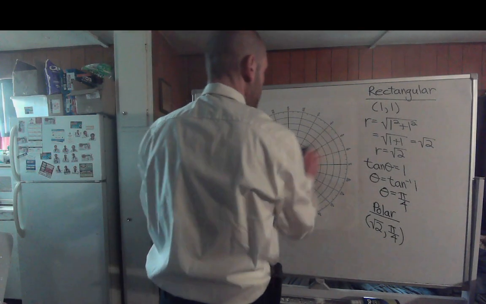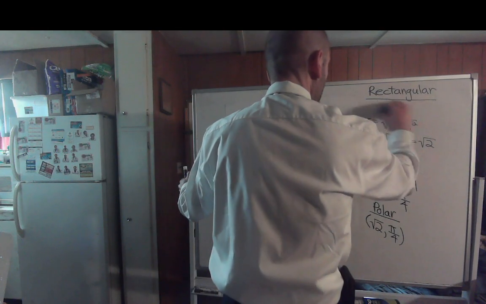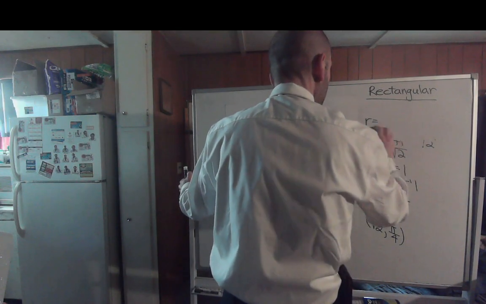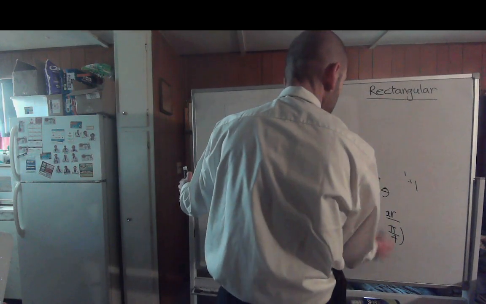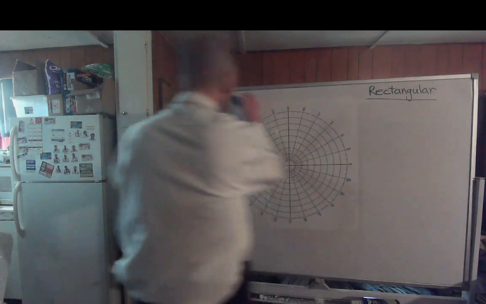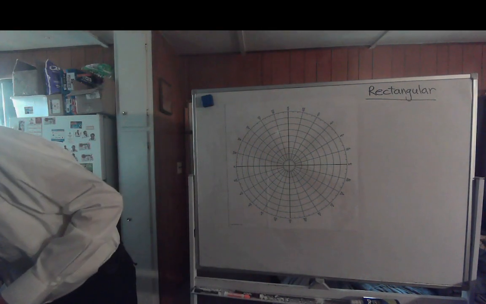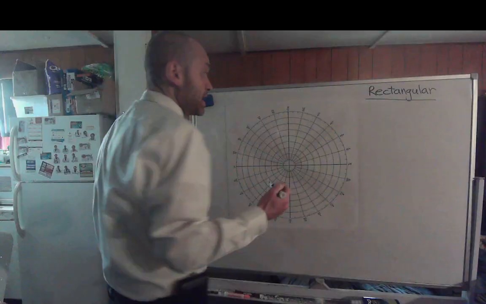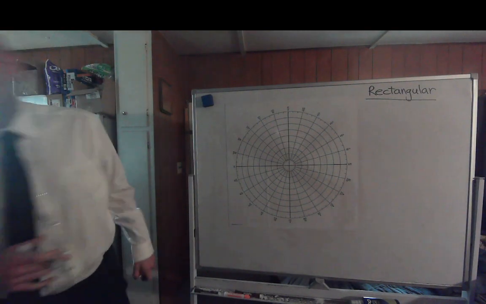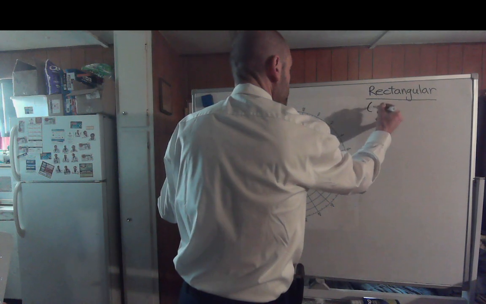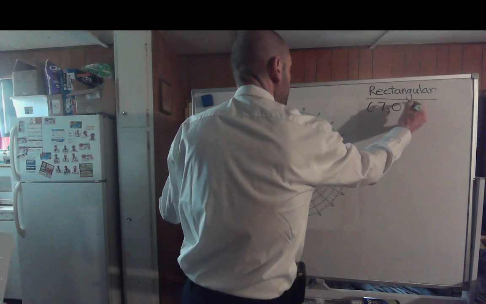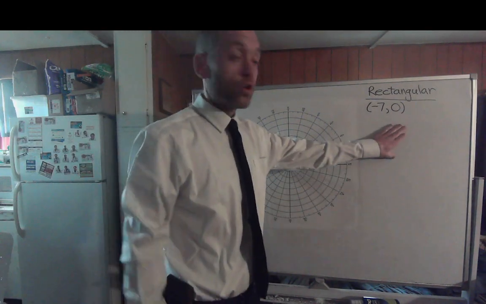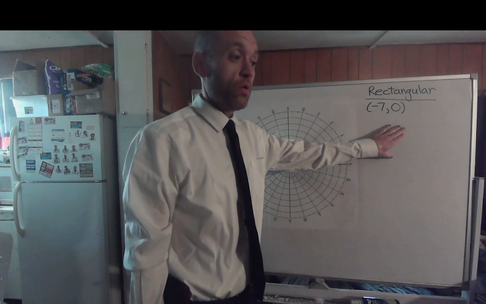We'll do a couple more examples of this, and then, believe it or not, we can work backwards. We can absolutely work backwards. So why don't we actually give you negative 7, 0? So you have the rectangular coordinate negative 7, 0.